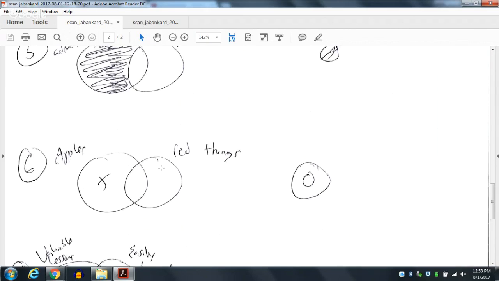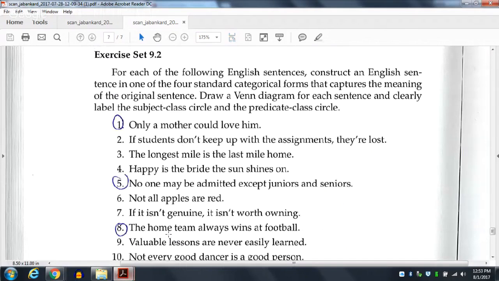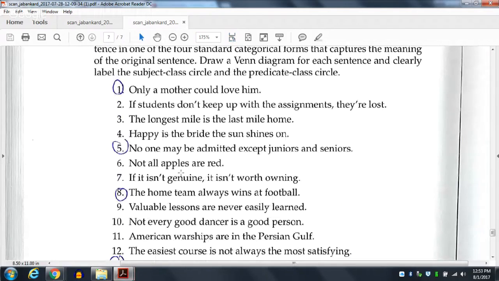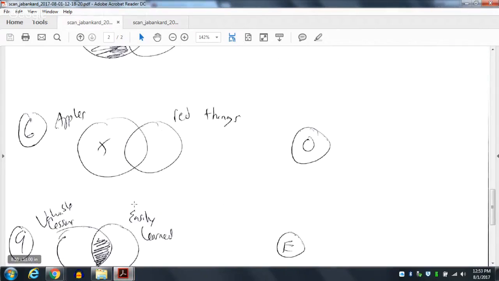Right? Number 6, not all apples are red. Translated, some apples are not red, right? If not all apples are red, then some are not red. So that's what we're saying. Some apples are not red. It diagrams things that are apples, things that are red, right? We've got these 2 categories. If some apples are not red, then something exists here in the category of apple that's outside the category of red things. Some apples are not red. That's an O statement. Right?